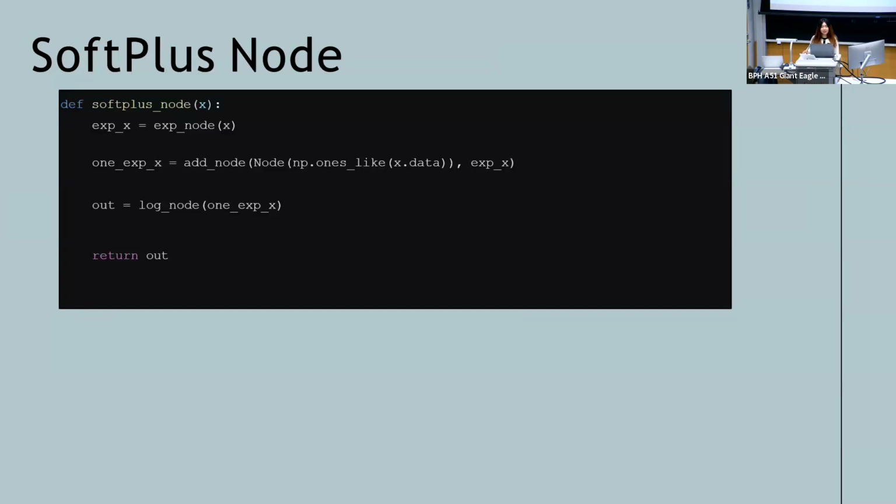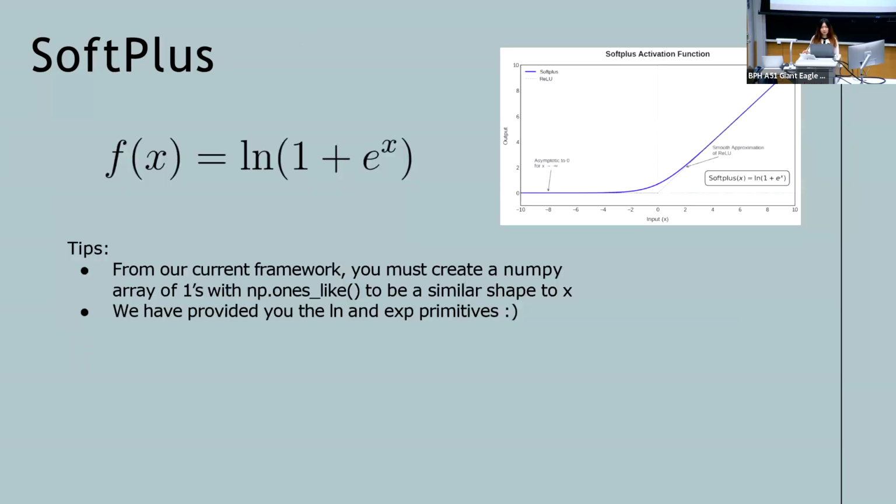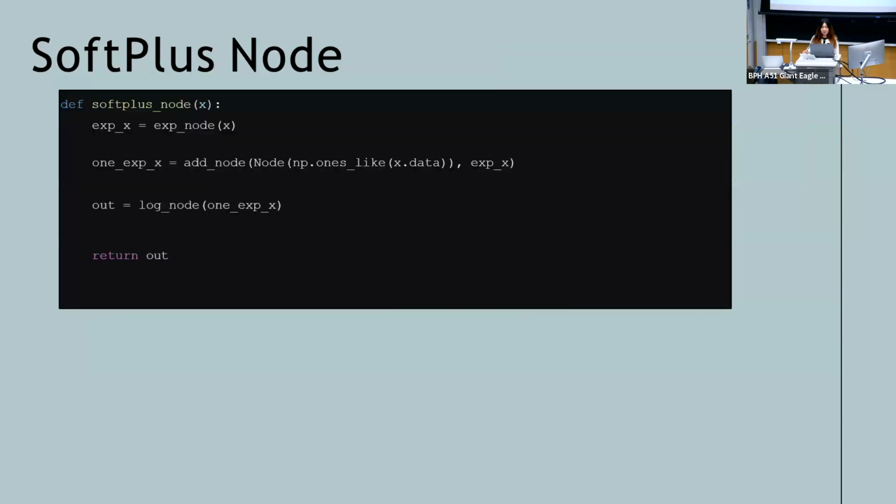Firstly, we have this exponential node, and then we have this add node to add the two, giving 1 plus e to the power of x. Just pay attention to the numpy.ones_like we use to initialize the array of ones, and the shape will be the same as x.data. Then we take the log node primitive operation to get the log output.